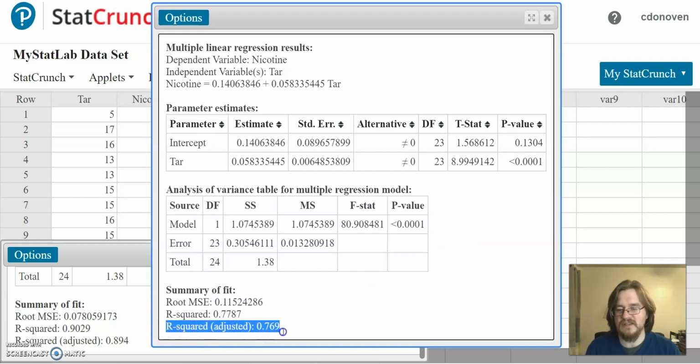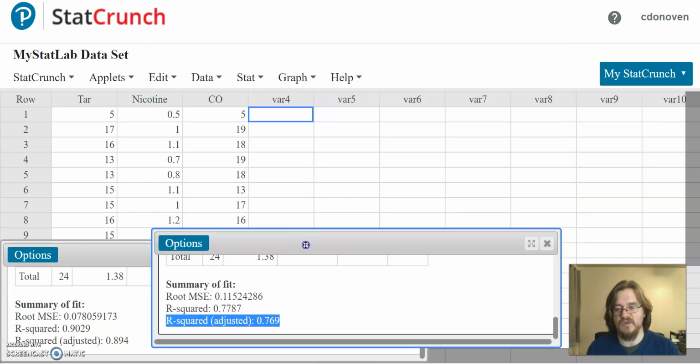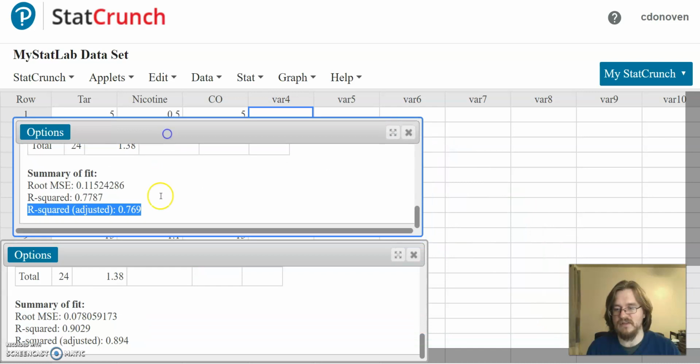But the goodness of fit is now going to be 0.769 as opposed to 0.894. So that's a difference, going from 0.76 to 0.89. That's a pretty significant jump. So using both variables seems better than using just tar for the moment. And again, I'll just leave this there for now.